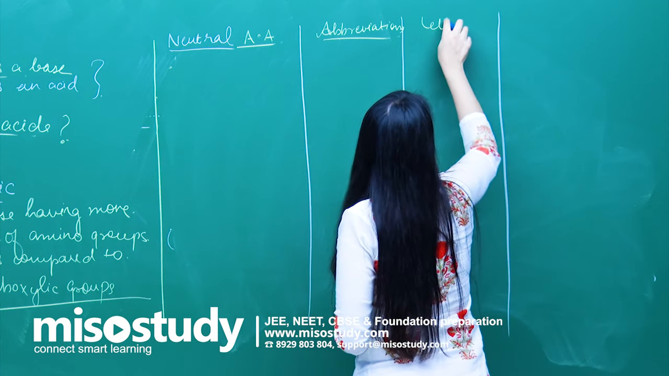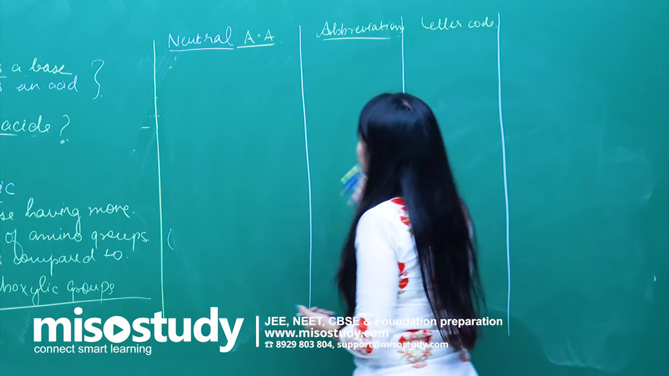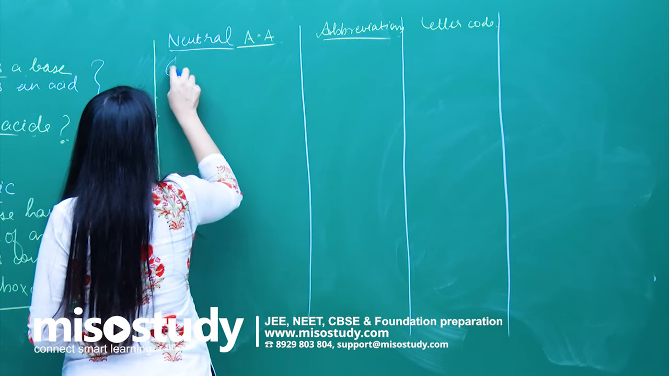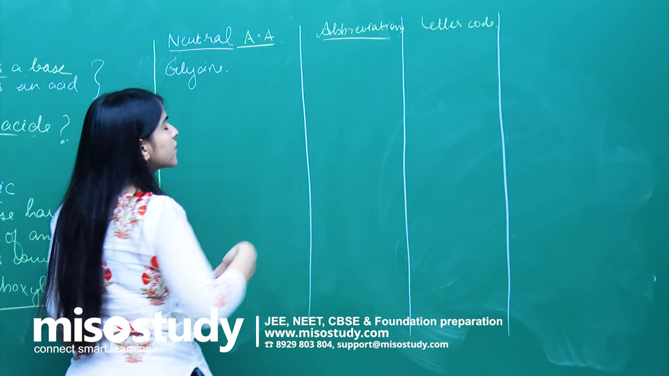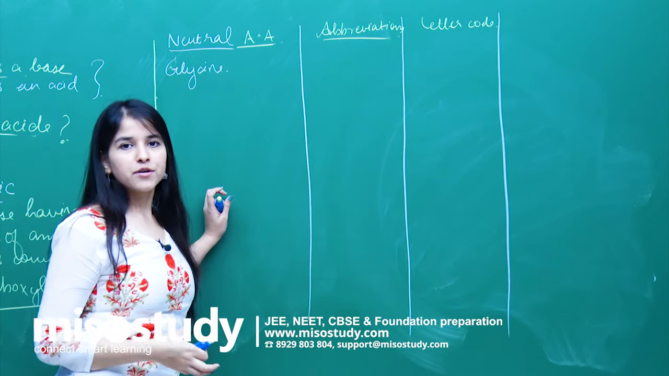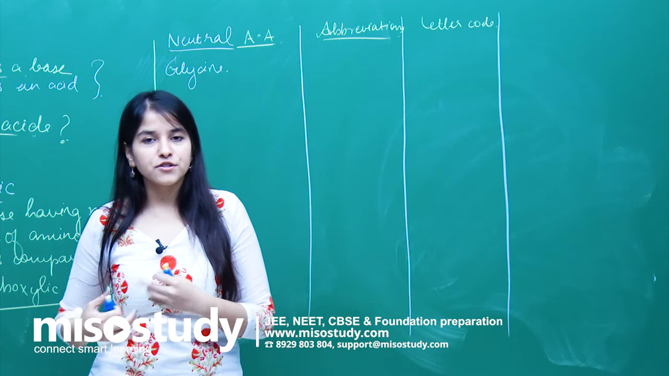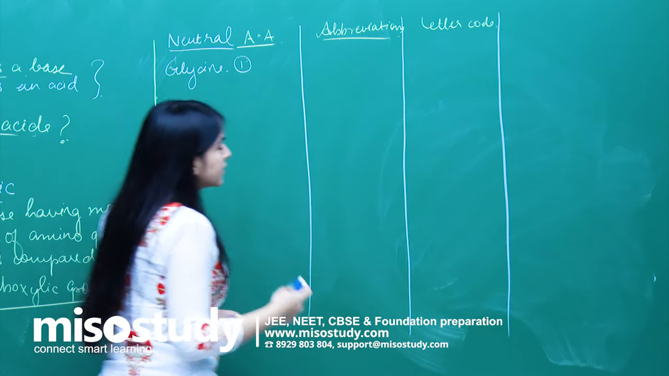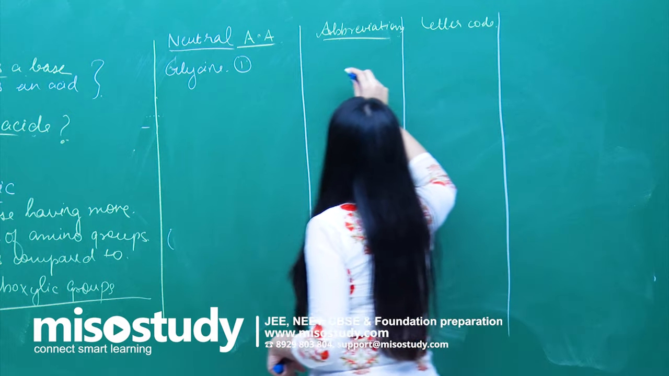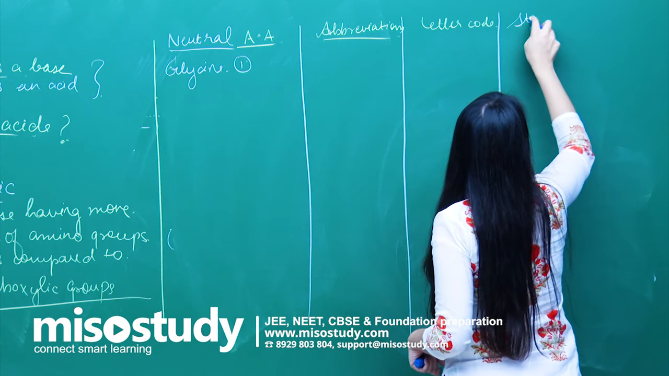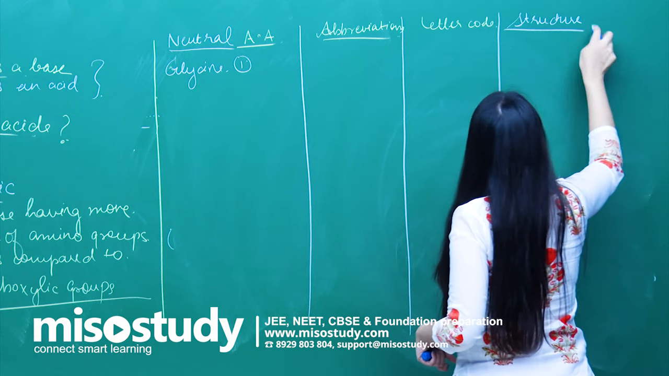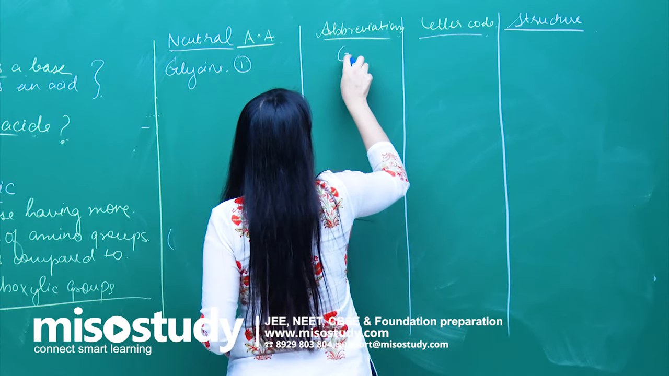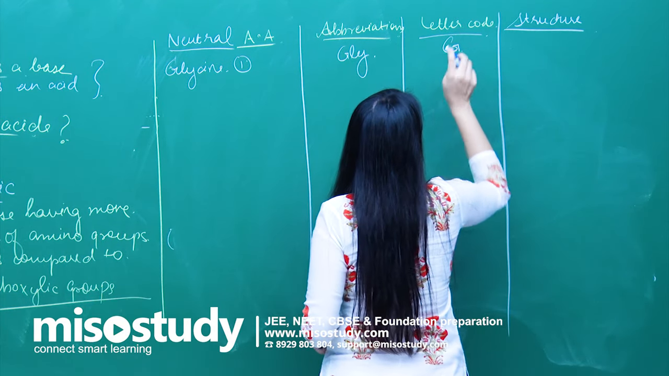And this is the letter code. So under the category of neutral, first of all, we have glycine. It doesn't matter whether we are taking optically active or inactive; I am just talking about the neutrality, the acidity and the basicity of amino acids. So here, number one is glycine. I'll be forming the structure as well. The abbreviation used in the case of glycine is Gly. The letter code is G.